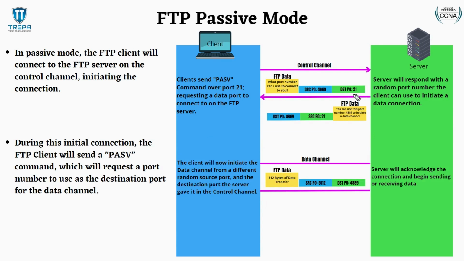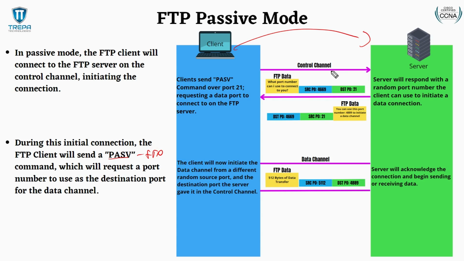Now let's go over passive mode. In passive mode, you're going to hear a lot that the client actually doesn't start the connection. And that's going to be false. The client doesn't start the data channel connection, but it sure does initiate the connection on the control channel. So the major difference is, instead of the client telling the server what destination port to use, it's going to send a PASV command, another FTP command, and we remember our FTP commands get sent over the control channel, which will request a port number to use as a destination port for the data channel.